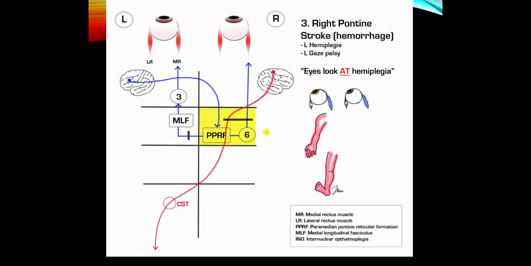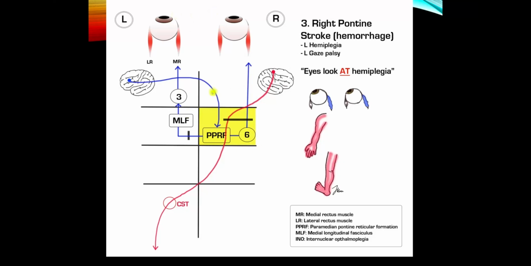Now let's keep the same drawing, and so let's put the stroke now in the right pons. Here's our corticospinal tract, now coming from the other side. So if we have a stroke in the right pons, which side of the body will be weak? It's going to be the left arm and leg. And now which way will the eyes deviate? Well, what does the right pons normally want to do? It wants to drive your eyes to the right.